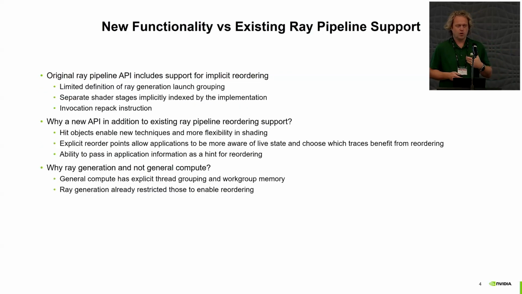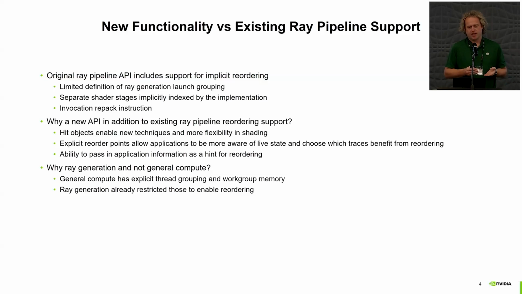One big question that one might ask is, why is there a new extension? After all, the original ray tracing pipeline API includes, in its definition, support for implicit reordering, including these shader call points and reorder points, which were newly introduced by that extension. It limited the definition of ray tracing launch grouping to make that implicit, explicit indexing of the shader groups, and these other new definitions. So then what do we need on top of that?